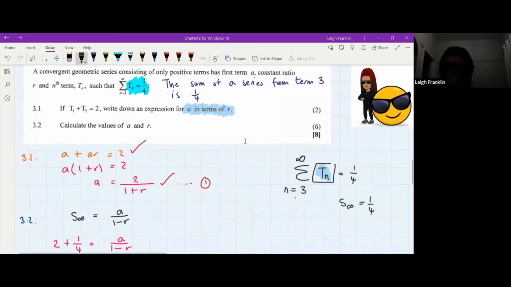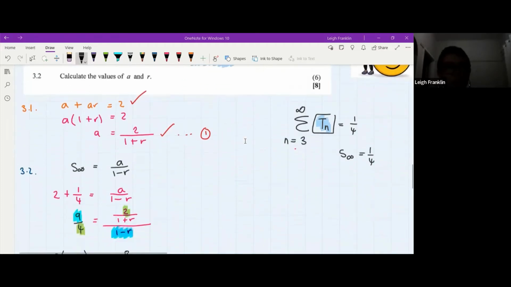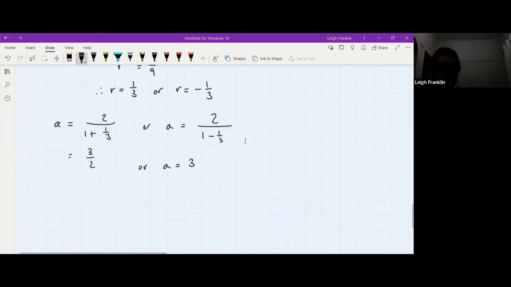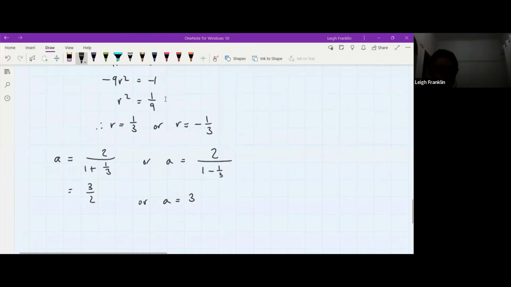Okay, so this is a converging geometric series. If it's a converging geometric series, then those solutions for r will be acceptable. So if r is equal to a third, a will be 3/2. If r is equal to a negative third, then a would be 3.